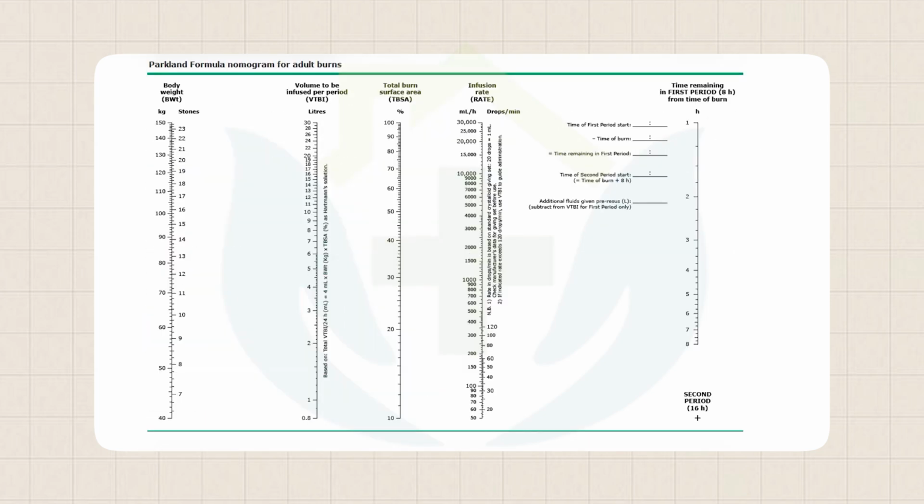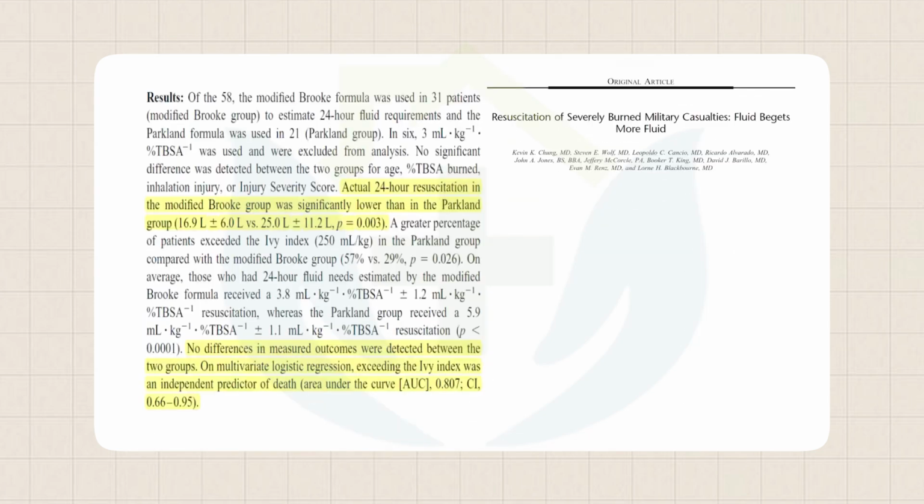There is another formula known as Galveston, not so important. Studies have found that using this rule of 10, which is much less complicated as compared to your modified Parkland and modified Brooke, is quite handy. It can also be used.